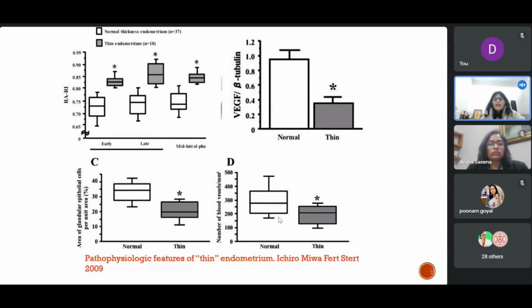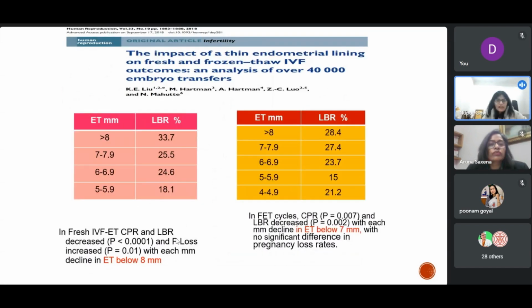And this was a study in which they showed that there are certain changes that take place in the thin endometrium, which affect the receptivity of the endometrium. One of the factors was that the VEGF and beta tubulin expression gets reduced in thin endometrium. The blood flow, the radial artery resistance index increases, and the area of the glandular epithelium decreases in thin endometrium, which affects its receptivity. This study was done by Liu et al.